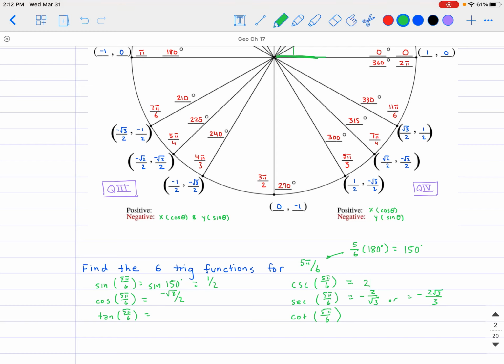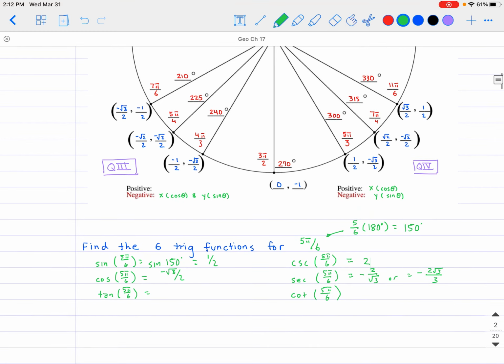And then tangent: we're supposed to take the sine divided by the cosine. So that is the sine of 5 pi over 6 divided by the cosine of 5 pi over 6. Numerically, that's 1/2 divided by negative root 3 over 2. If I multiply 2 to both top and bottom, we get negative 1 over root 3. So that's my tangent of 5 pi over 6, whereas the cotangent is the reciprocal of the tangent, so it's going to be equal to negative root 3.